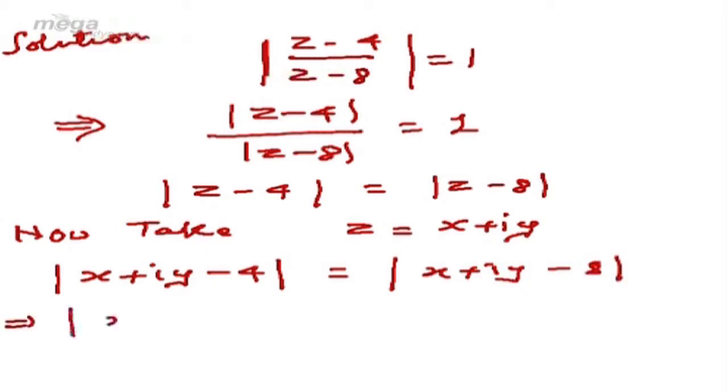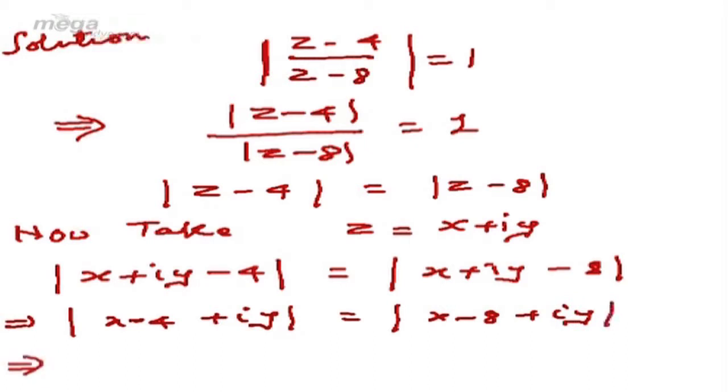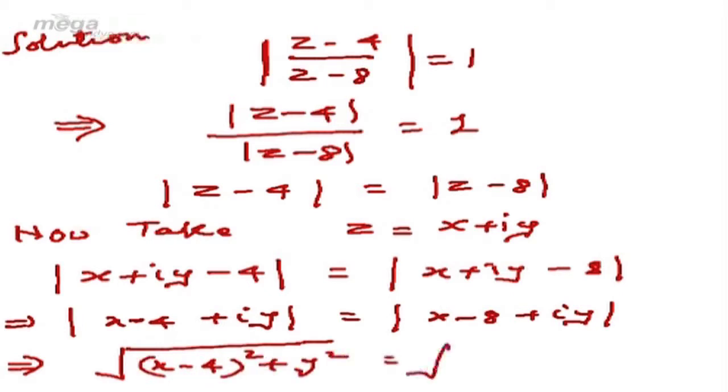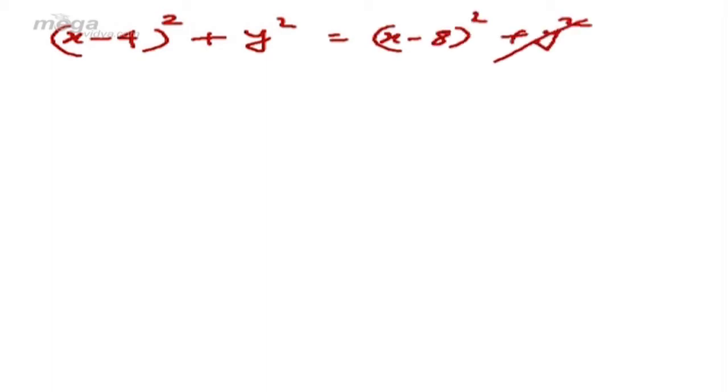It will become mod of x minus 4, which is the real part, plus iy is equal to mod of x minus 8 plus iy. Now this will become root of x minus 4 to the power 2 plus y square is equal to root of x minus 8 whole square plus y square. If we remove the square root from both the sides, it will become x minus 4 whole square plus y square is equal to x minus 8 whole square plus y square. y square will cancel out from both sides. It will become x minus 4 square is equal to x minus 8 square.